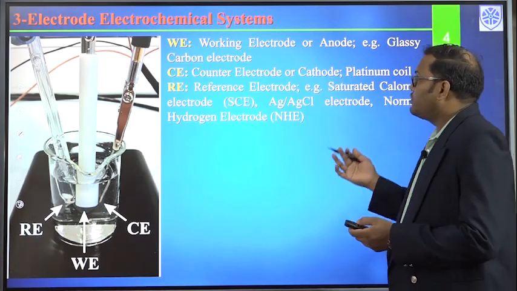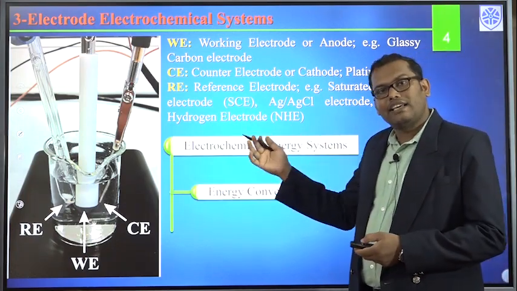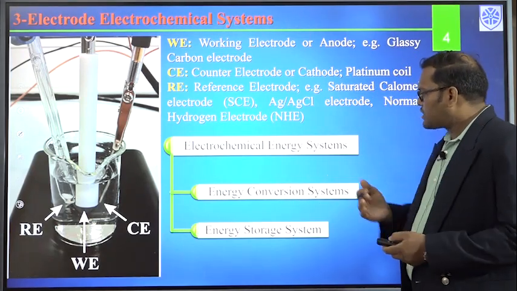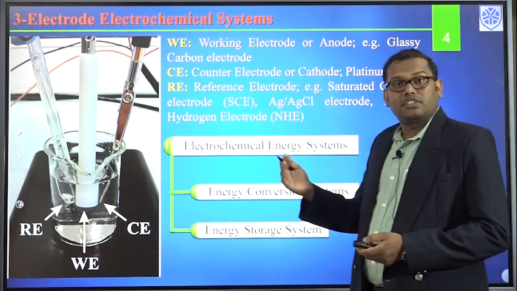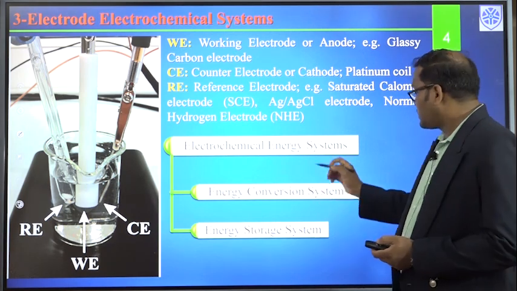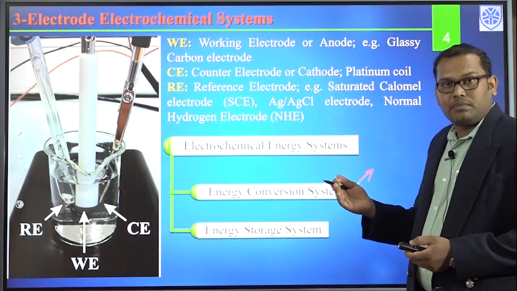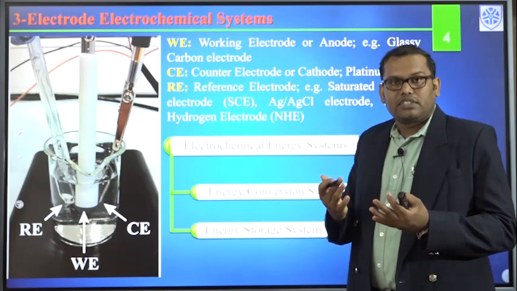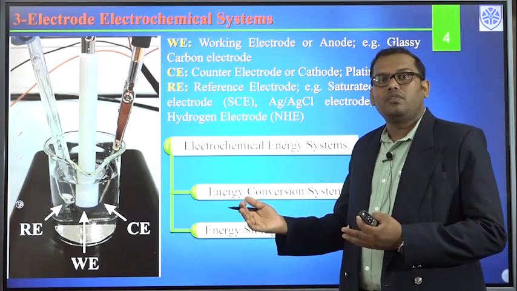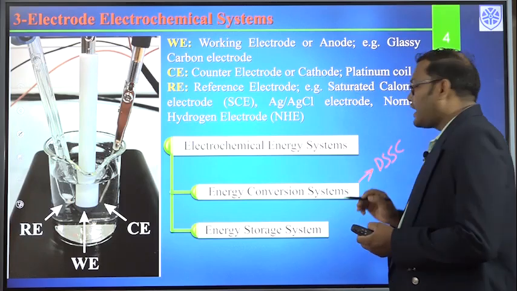To understand electrochemical energy systems, these are electrochemical cells that can be classified into 2 types. One is electrochemical energy conversion systems, and the other is electrochemical energy storage systems. In conversion systems, energy gets converted: forms of energy like light energy or chemical energy are finally converted to electrical energy. For example, there is the DSSC, which is called dye sensitized solar cell.